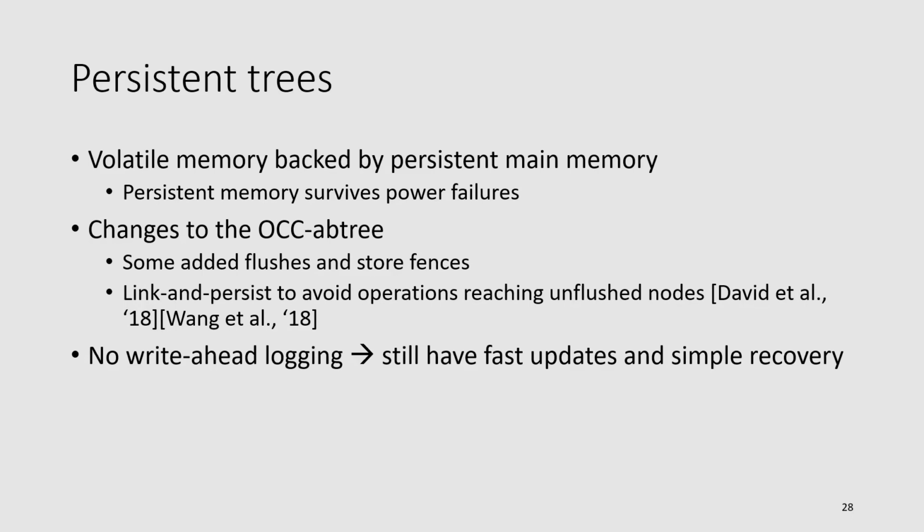We flush and store fence after writing keys, values, and pointers, and we use the link and persist technique, introduced independently by David et al. and Wang et al., to ensure that searches don't end up at nodes that are only in volatile memory and aren't flushed. The OCC-AB tree doesn't use any write-ahead logging to guarantee persistence, which keeps updates fast and the recovery procedure simple. For the sake of time, I'll leave a full description to the paper.